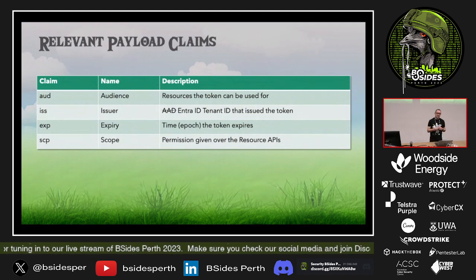Then you've got the issuer, which is the tenant ID that the user belongs to or that issued the token. The reason that you might want to care about this is because it contains that tenant ID. If you're using some tools that require the tenant ID, you can just pull them straight out of the JWT to pump them into your tool. We've got the expiry, which is probably very obvious, but it's also pretty important. That's the time in epoch that the token expires, at which point, hopefully, the resource server rejects access to the resources for that token. And lastly, you've got the scope, which is basically the permissions that the token has over the resource defined in the audience claim.